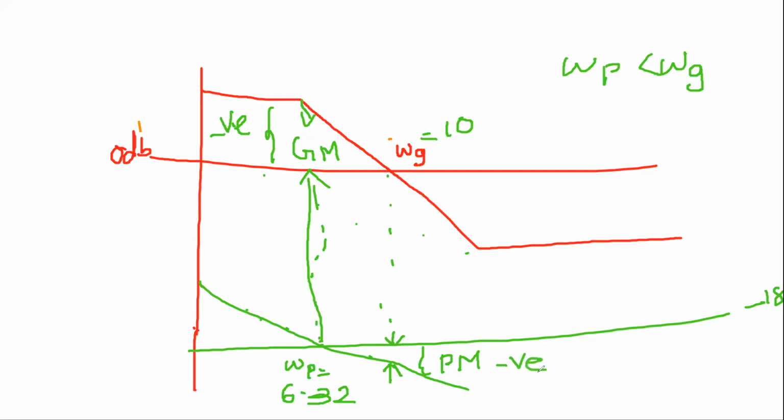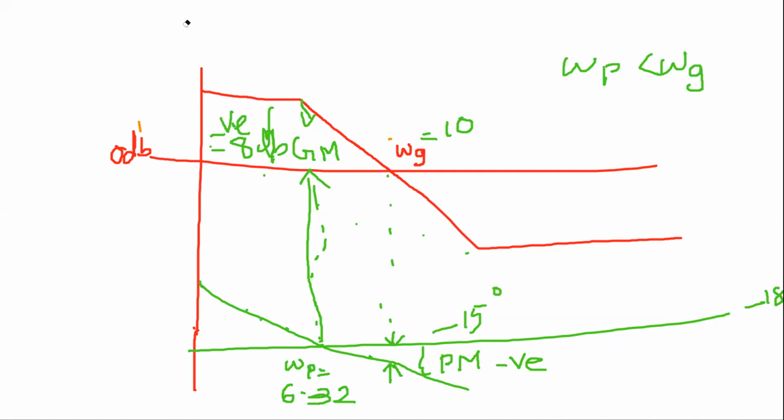So in this problem, you will be getting the gain margin as minus 8 dB, okay? And your phase margin as minus 15 degrees. Sorry, 15 degrees, not dB. Minus 15 degrees is the phase margin. Because the gain margin and phase margin both are negative, the system is unstable.